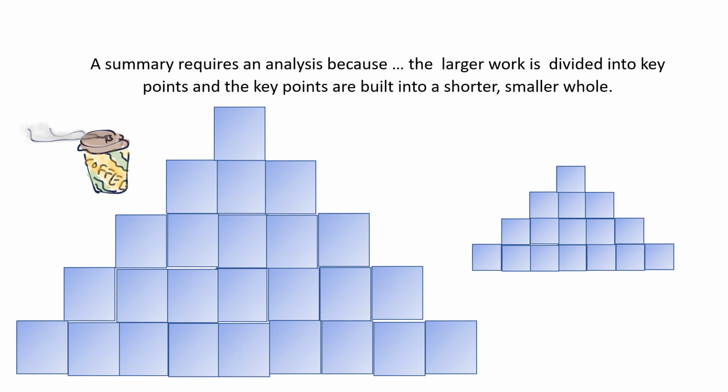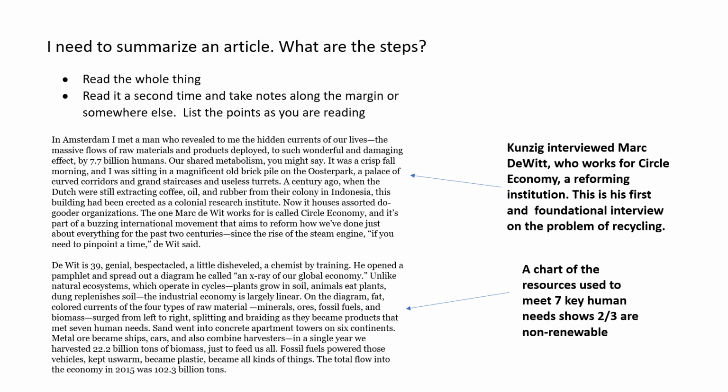Usually they are located in the first topic sentence, but not always. Look to the first and last sentence of a paragraph for the main ideas. If you need to summarize an article, start by reading the whole thing. Then read it a second time and start taking notes either along the margin or somewhere else. List the main points as you are reading.